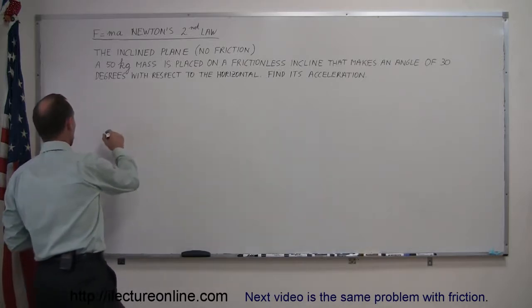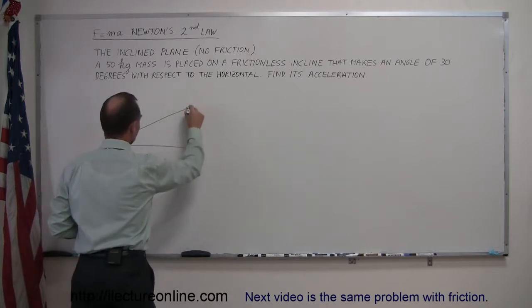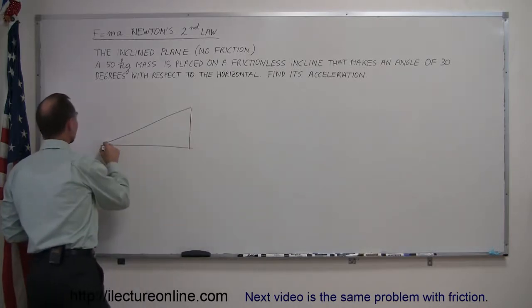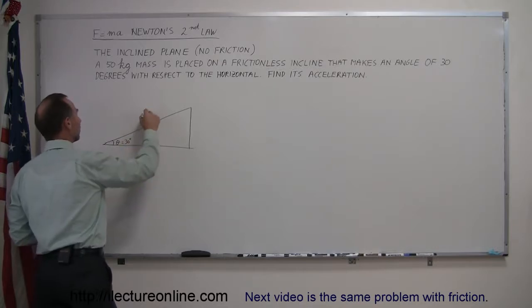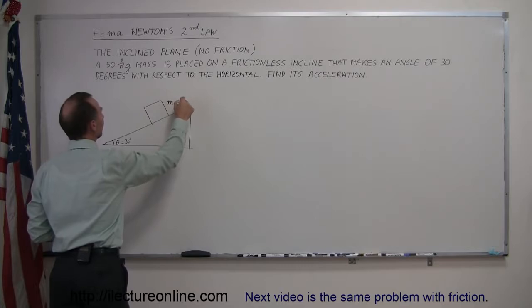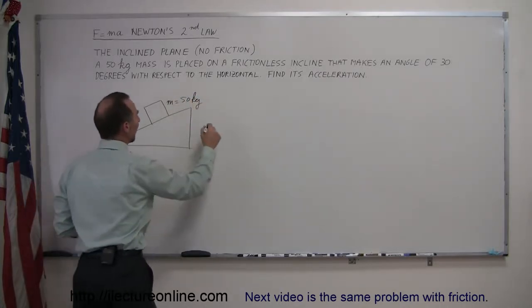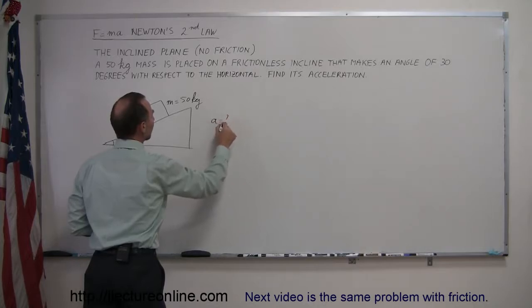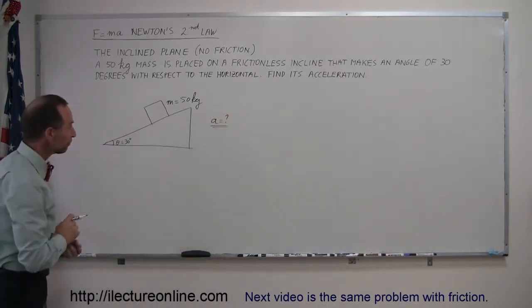The first thing I always want to do is make a drawing of what's going on. So let's draw an inclined plane right here. It has an angle theta equals 30 degrees. And let's place a mass on the inclined plane. The mass is equal to 50 kilograms. And we want to find the acceleration of that mass. So a equals is what we're looking for.